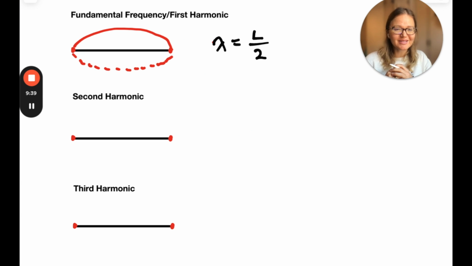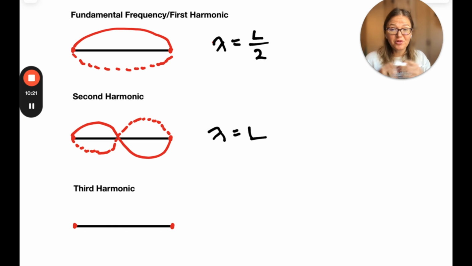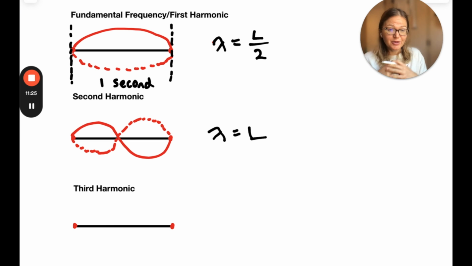Our second harmonic here is going to fit a whole wave cycle onto the length of our string. So essentially that's going to look like this. Our wavelength is just equal to the length of our string. Now, notice that the frequency of the second harmonic is twice the frequency of the first harmonic. If we designate that this is a 1 second period for our first harmonic, then since frequency is cycles per second, we do half a cycle in a second. So our frequency here would be 1/2 hertz.